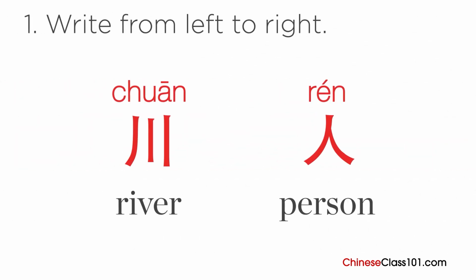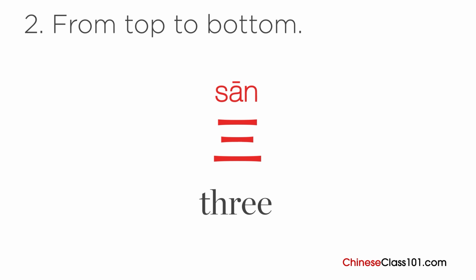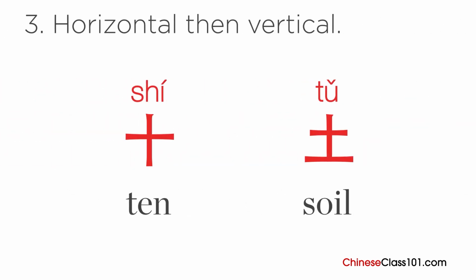Remember, write from left to right. 川 river. 人 person. From top to bottom. 三 three. Horizontal, then vertical. 十 ten.